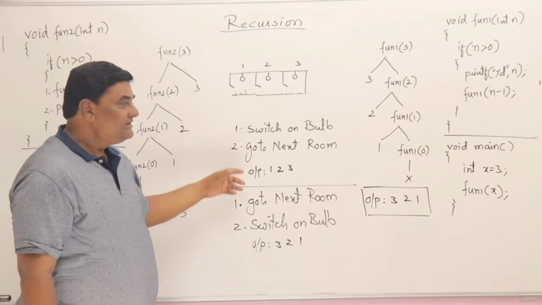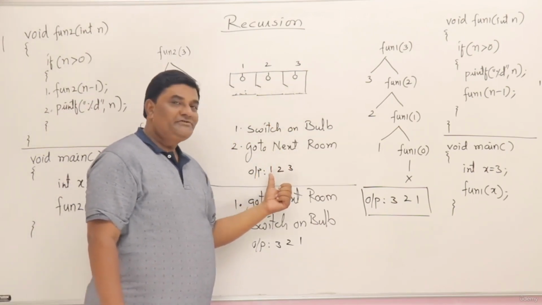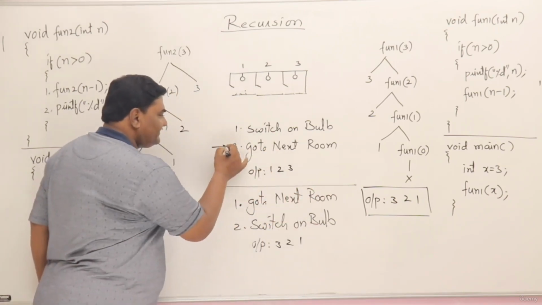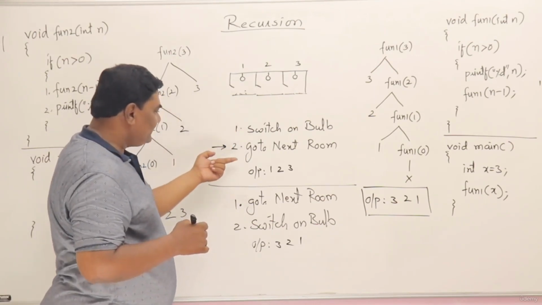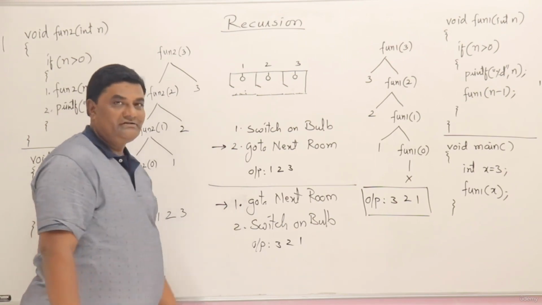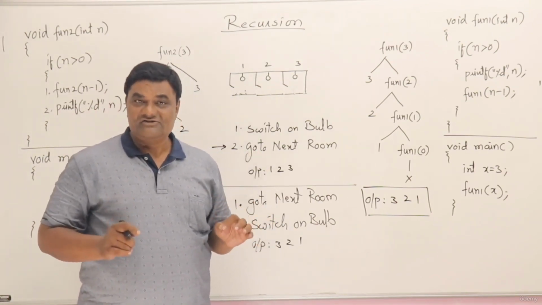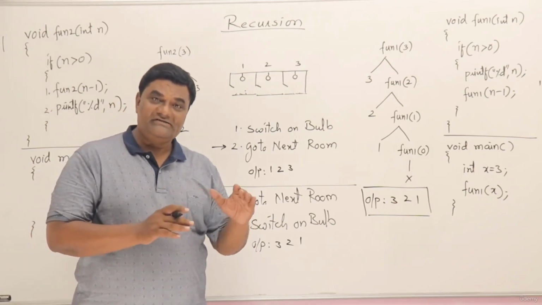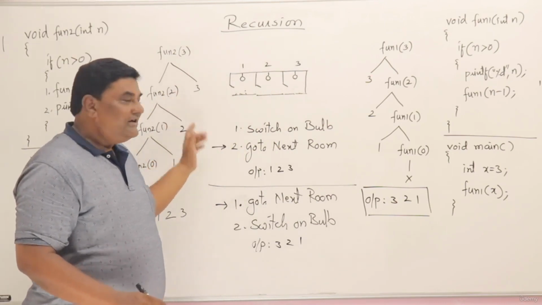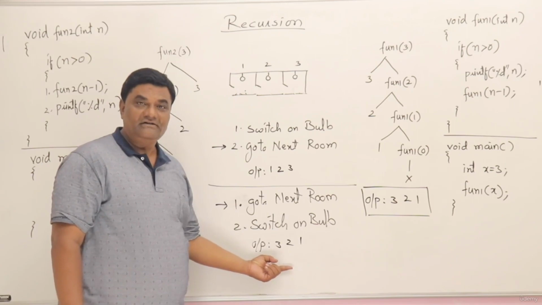In the first set of steps, switch on bulb, go to next room. So the bulbs were switched on in this order, 1, 2, 3. So where is the recursive call? This is the recursive call. First perform the operation, then the recursive call. Here, first the recursive call, then perform the operation. So the main important thing that I have to show you here in recursion is that recursion has two phases. One is the calling phase and the other one is the returning phase. So bulbs were switched on while going, bulbs were switched on while returning.